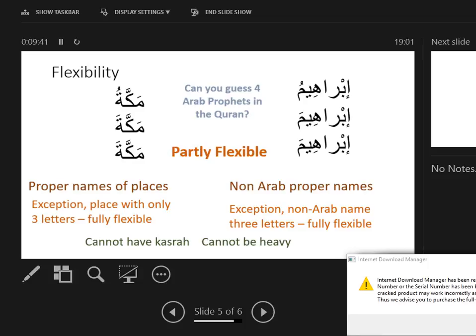So you may ask about this question: there are only four Arab prophets in the Quran. Can you guess who they are? The four prophets. Muhammad, oh yeah, it's Arabic. Three more. No, it's from Israel. No. Who? No, Arab means it has the Arab culture.